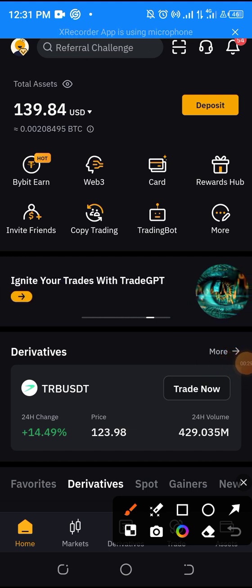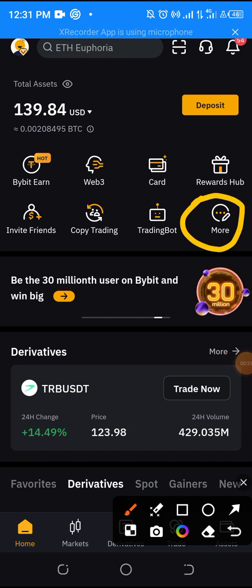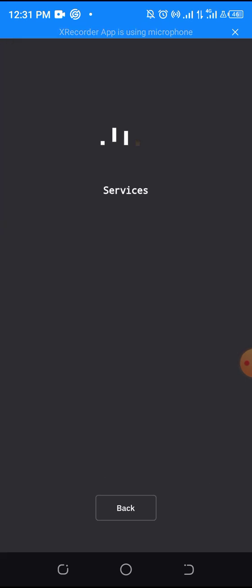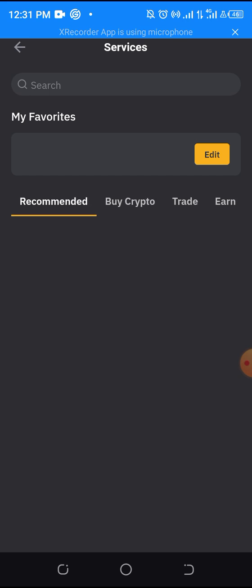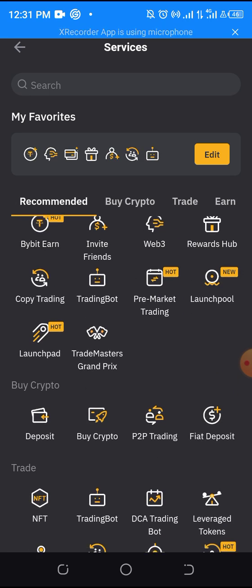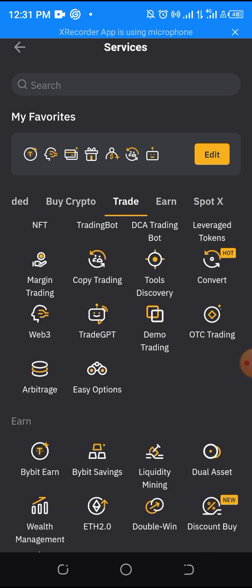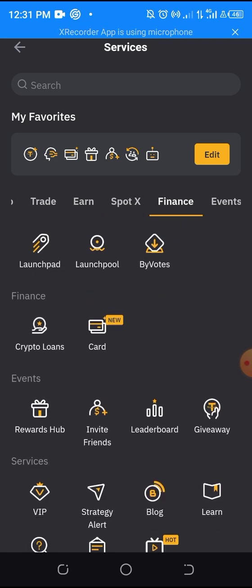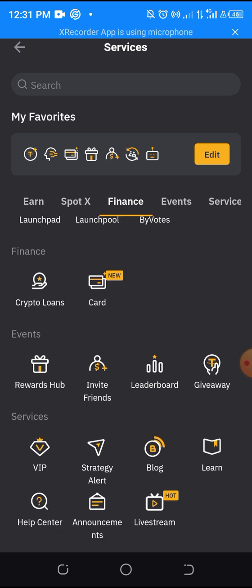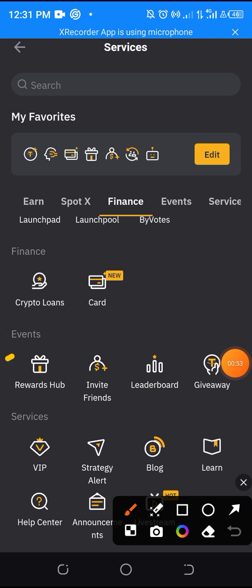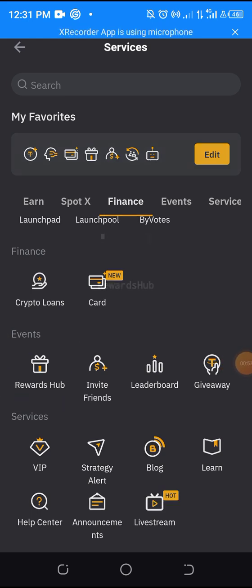You go here where we have more on your Bybit account, you click on that, and scroll down to where you have rewards hub. Scroll down. All right, under events, there is the rewards hub. This is the rewards hub. You click on that.